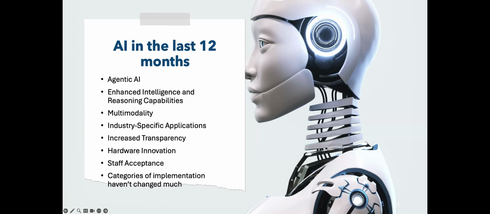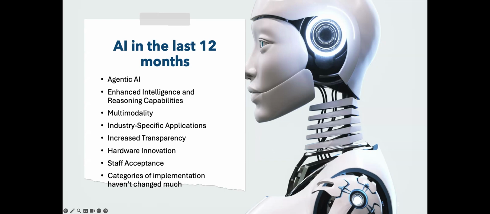AI now has enhanced intelligence and reasoning capabilities, and it's multimodal. It's not just text anymore. Never really was, but it really isn't now, with all other forms of data being brought to bear on AI. Industry specific, especially around the agentic world. Increased transparency, maybe not enough, but a lot of increased transparency happening in the models, hardware innovation, staff acceptance.